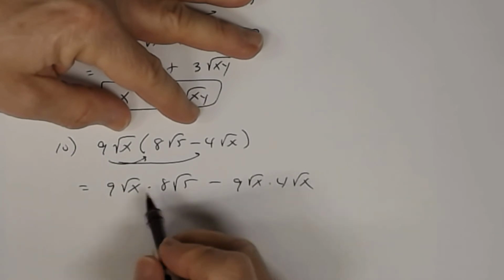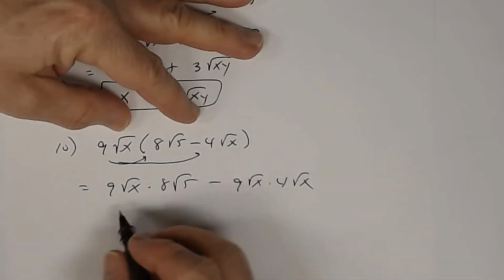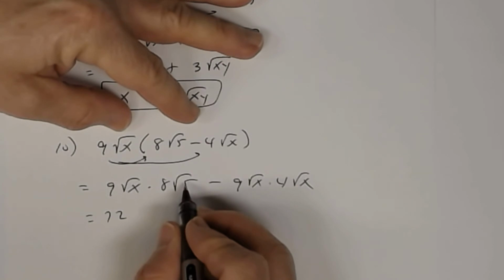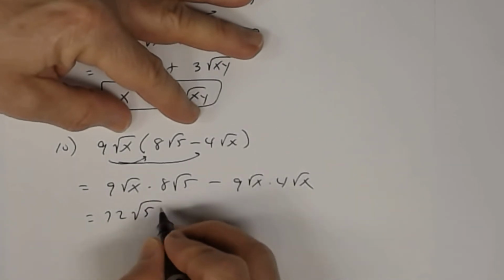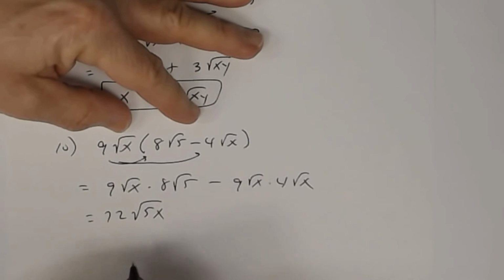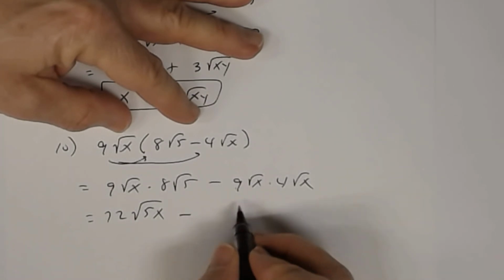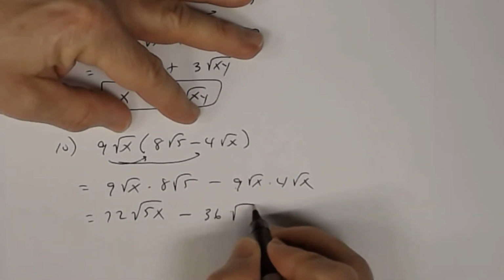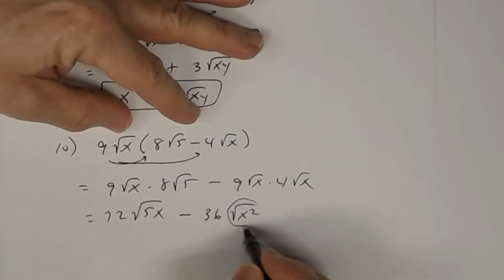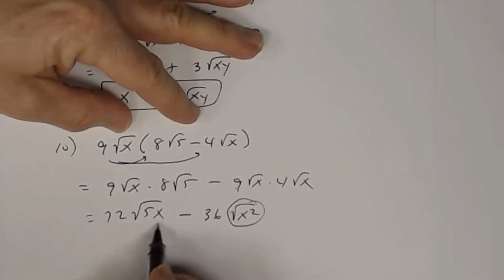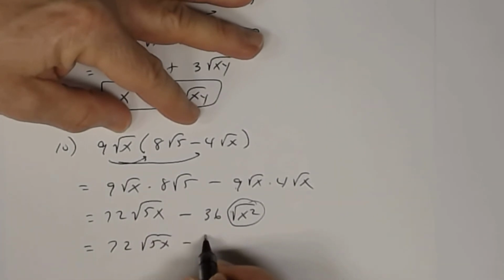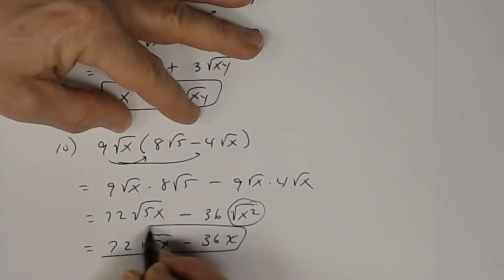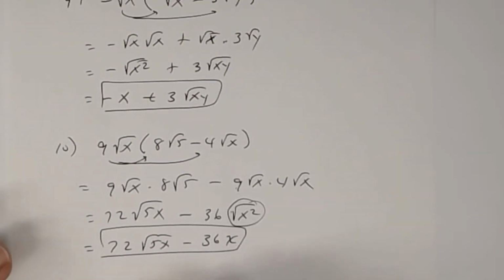And so 9 times 8 was that 72? And then the square root of x and the square root of 5, that's just the square root of 5x. So when the indices are the same, you multiply the radicands. And then minus 9 times 4 is 36. And then the square root of x times the square root of x is the square root of x squared. But remember, the square root of x squared is just x. And I cannot simplify the square root of 5x, so that becomes 72 square root of 5x minus 36 times x. All right, and you cannot simplify anything else. You're done. Okay, finally, number 11.